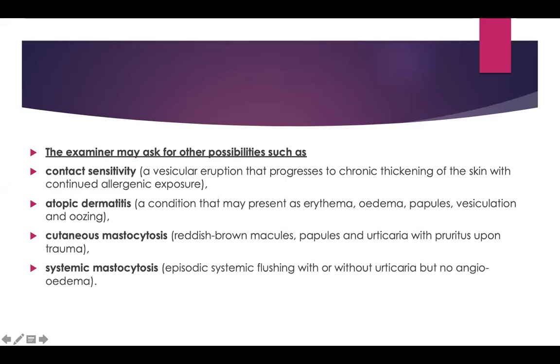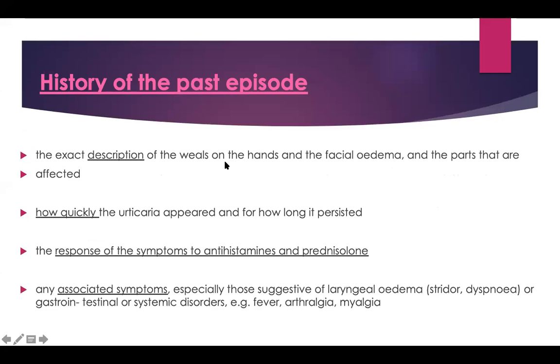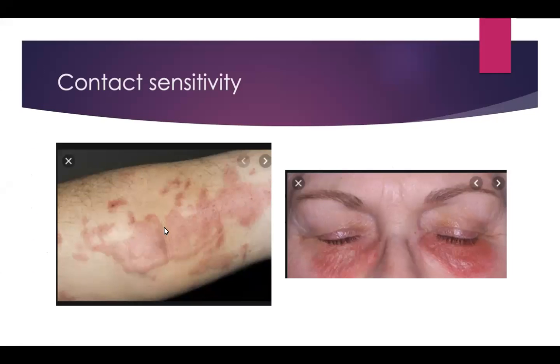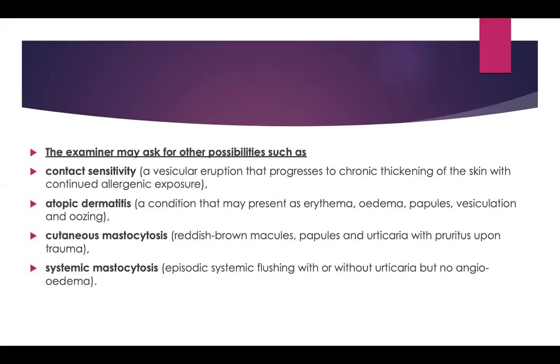The examiner may ask for other possibilities. What other possibilities are there? Other possibilities, differential diagnosis of this angioedema and urticaria, okay? So the differential diagnosis could be contact sensitivity, where this is a vesicular eruption that progressed to chronic thickening of the skin with continued allergenic exposure. This is how contact sensitivity, contact dermatitis, looks. It can happen in the face, it can happen in the limbs, okay? So it's a differential diagnosis.